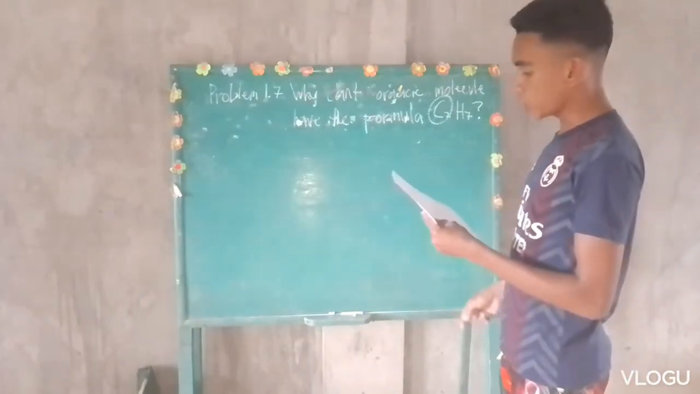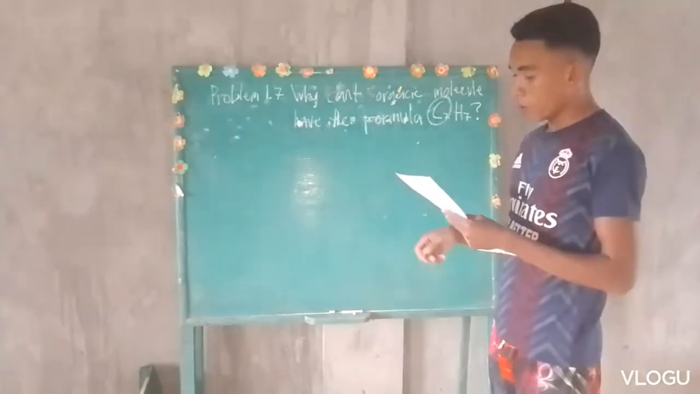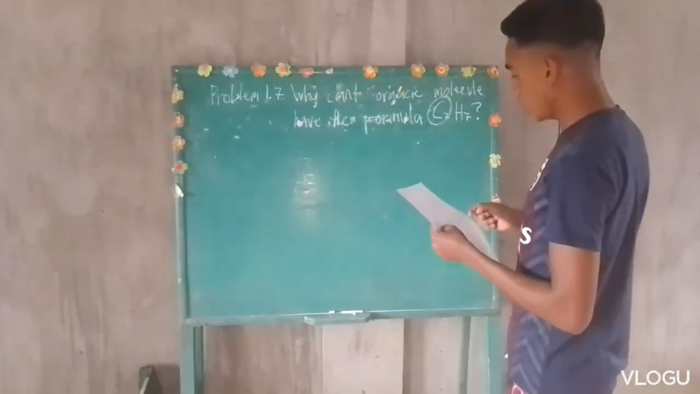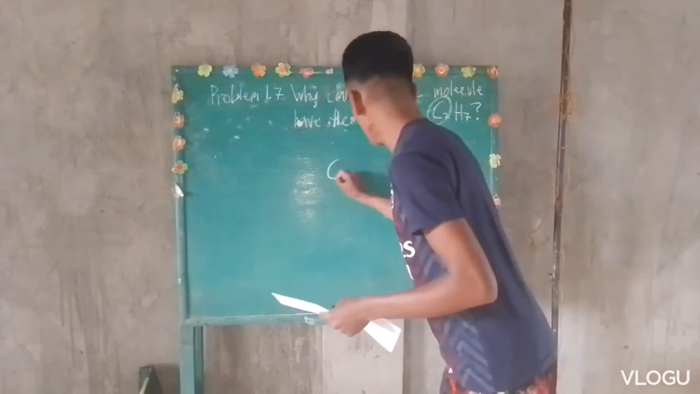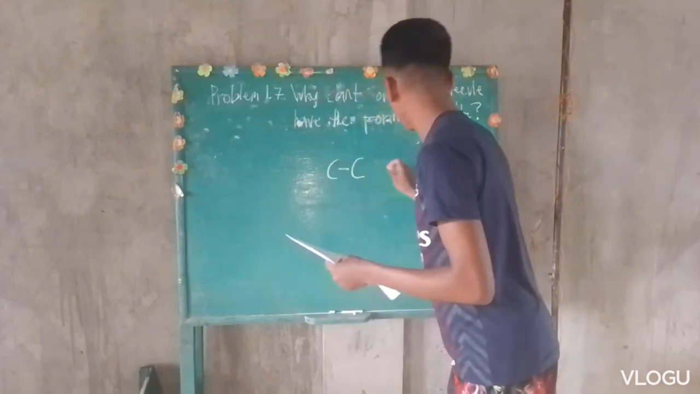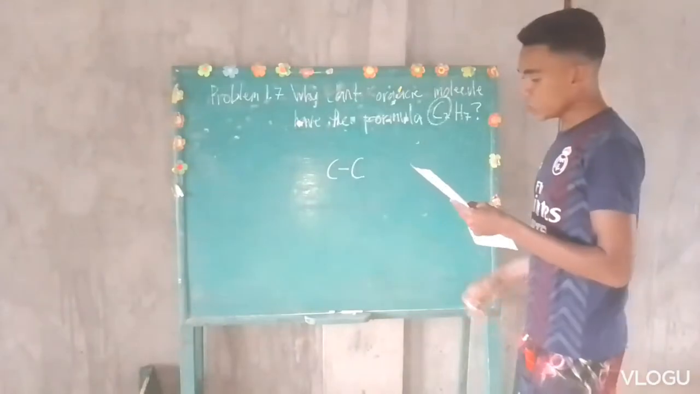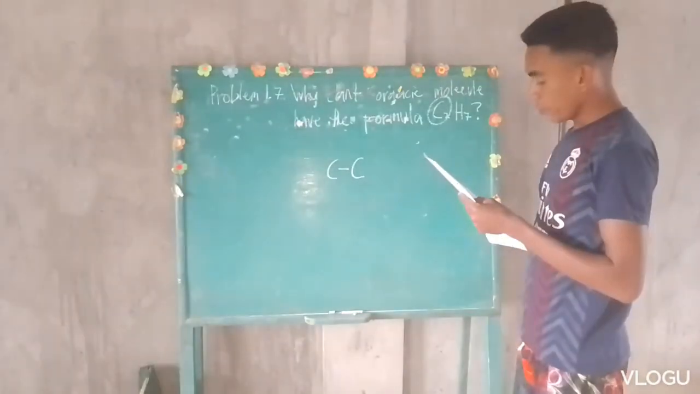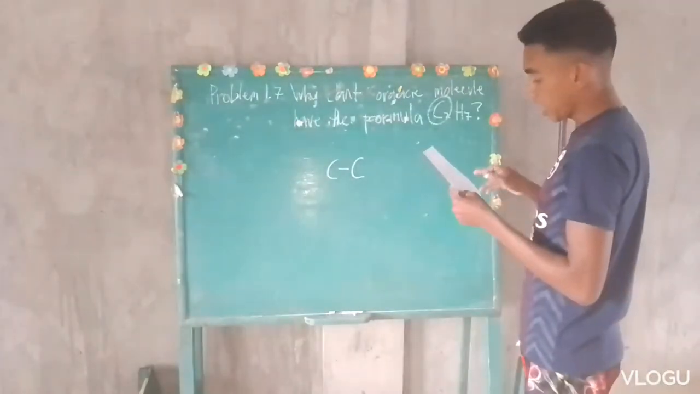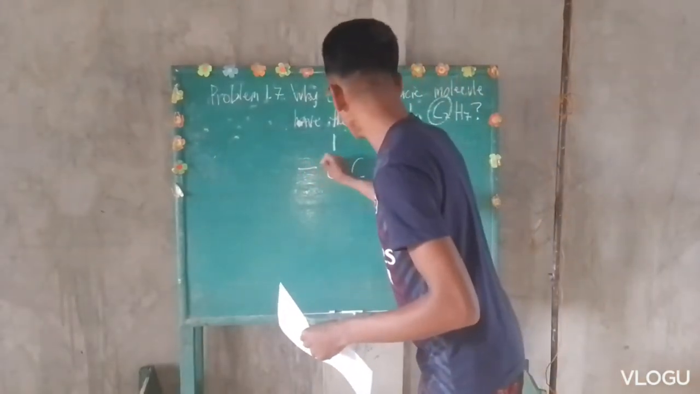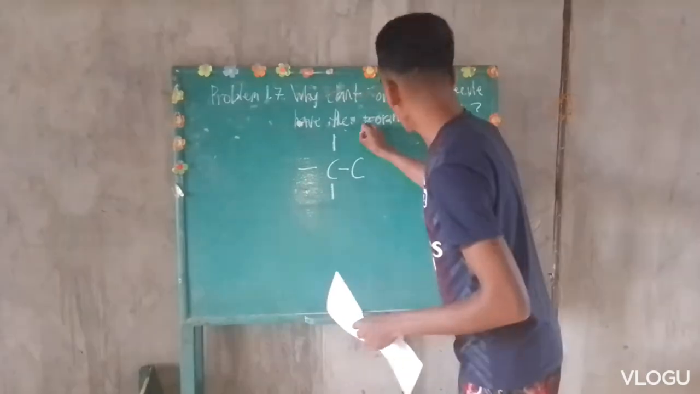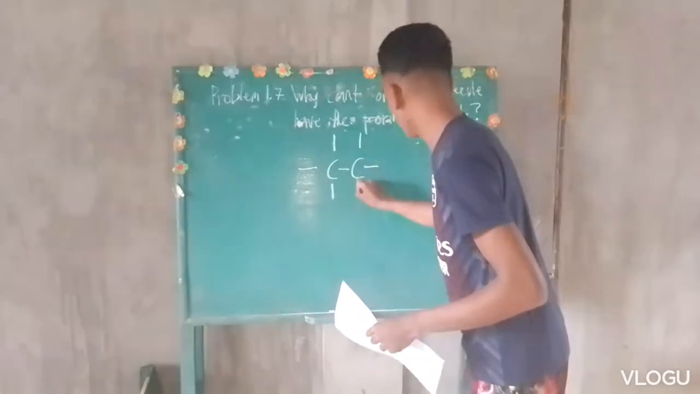Because carbon has 4 valence electrons. One of these valence electrons is used to form the carbon-carbon single bond. So this is the carbon-carbon single bond. This means that every carbon atom has 3 valence electrons left. So there are 3 valence electrons left in each of these carbons.